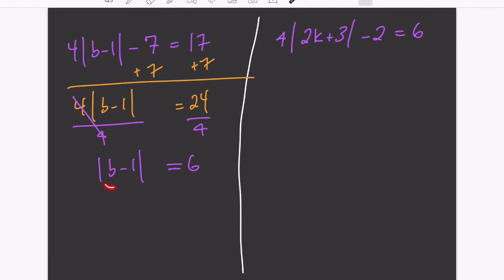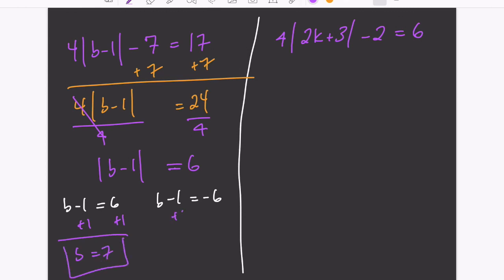And remember, this now might be equal to 6, but it could also be equal to negative 6. So we need to write our two equations at this point. So b minus 1 might be equal to 6, but b minus 1 might also be equal to negative 6. And we just got to solve for both of those. So add 1 to both sides. B could be 7, or if we add 1 to both sides over here, b could be negative 5. And those are your two answers, two possible solutions.